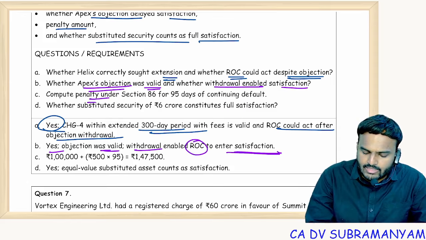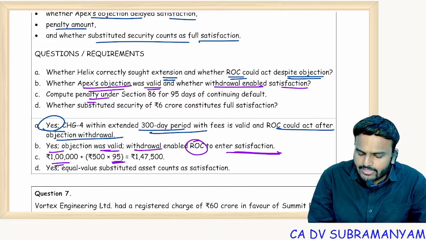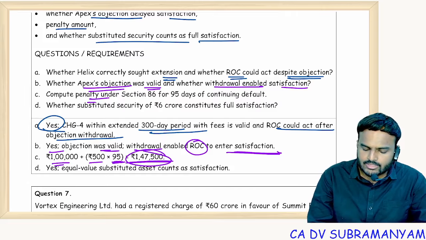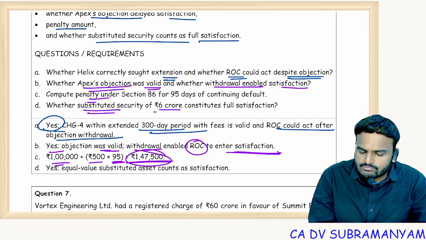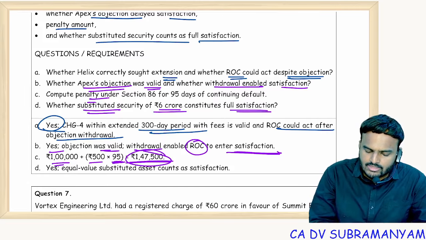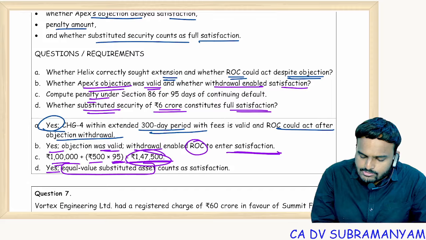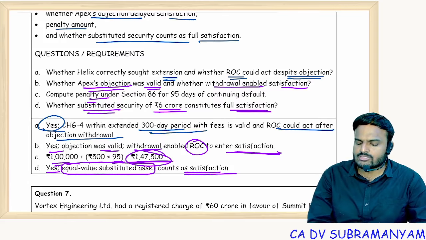And compute the penalty: 1 lakh plus how many days of delay happened? 95 days into 500, 1,47,500. This is the punishment to the company. Whether the substituted security of 6 crores constitutes full satisfaction? Yes, an equal value substituted asset counts as satisfaction.